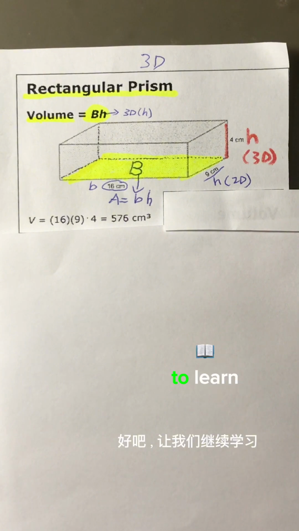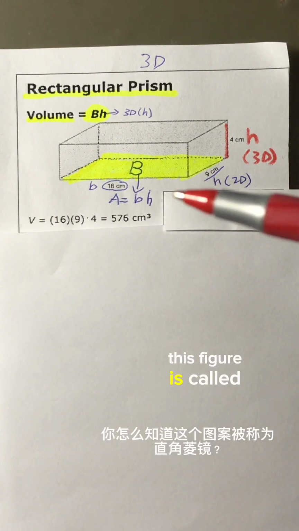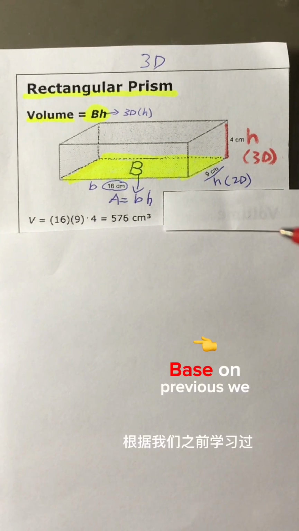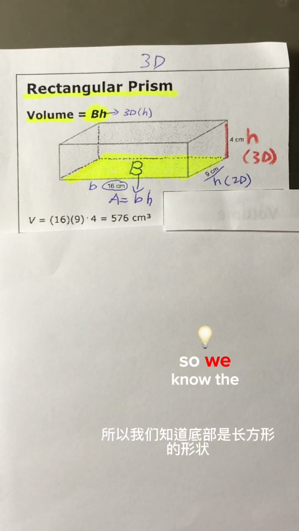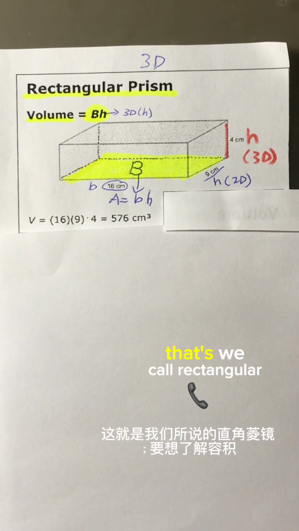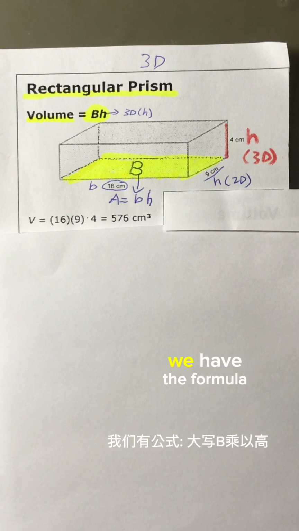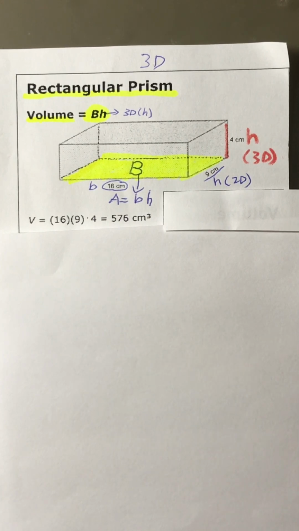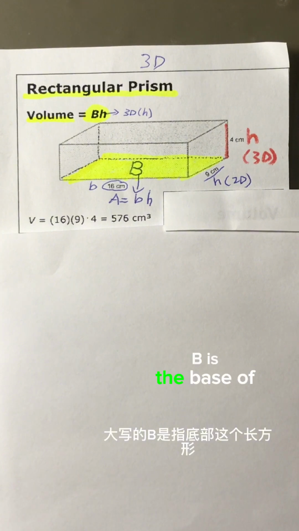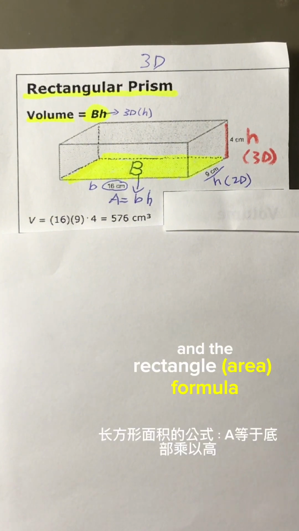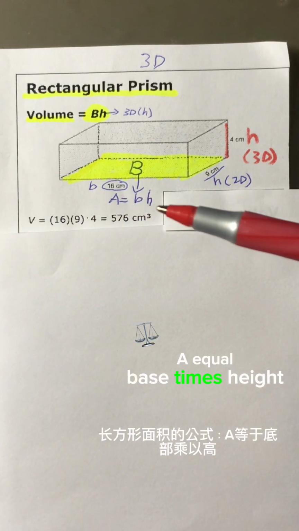Alright, let's continue to learn. How do you know this figure is called a rectangular prism? Based on what we learned previously, we know the base is the shape of a rectangle. That's what we call a rectangular prism. And we want to figure out the volume. We have the formula uppercase B times height, and the uppercase B is the base rectangle. And the rectangle's formula is A equals base times height.